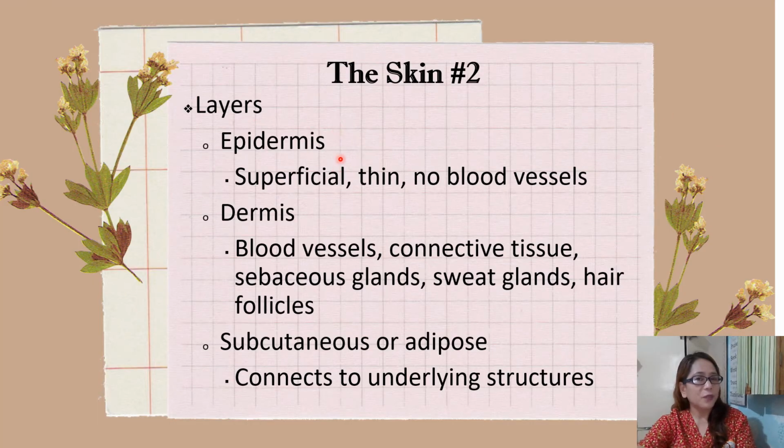Alright, so continuing with the layers of the skin, again, you have the epidermis, which is the most superficial. It is thin and has no blood vessels. Okay, it depends only for its nutrition on the dermis. Okay, because the dermis, or the second layer of the skin, has blood vessels. It has connective tissue, sebaceous gland, sweat glands, and the hair follicles. And the third layer, again, is the subcutaneous or the adipose tissue that connects to the underlying structures such as the fascia, the muscle, and the bone.